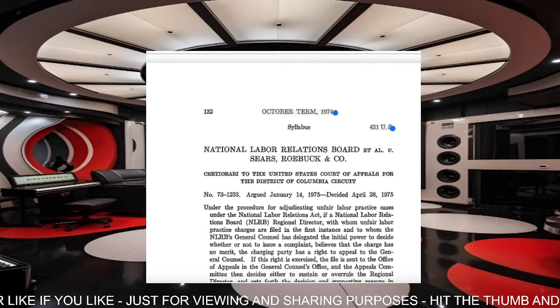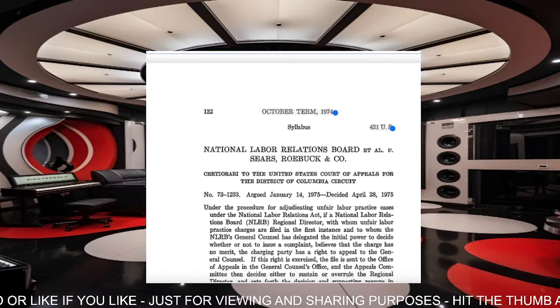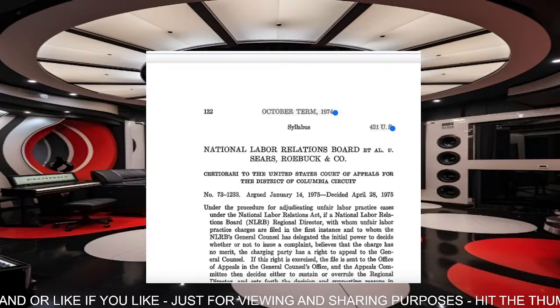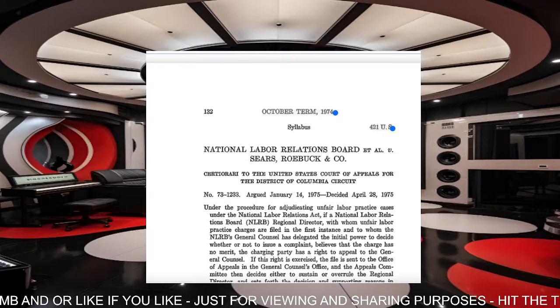And this is actually a landmark. I believe it's one of the landmark cases. It has to do with public access, government accountability, Freedom of Information Act, etc., etc.